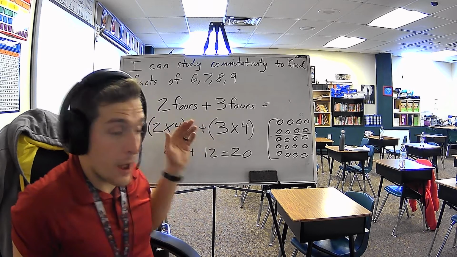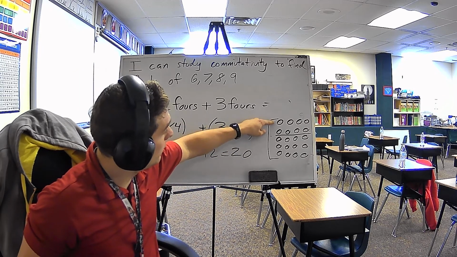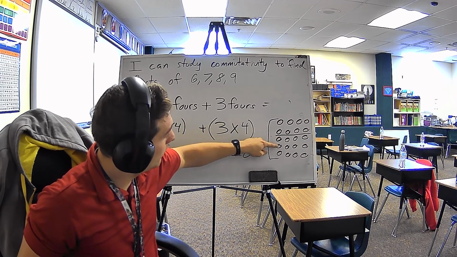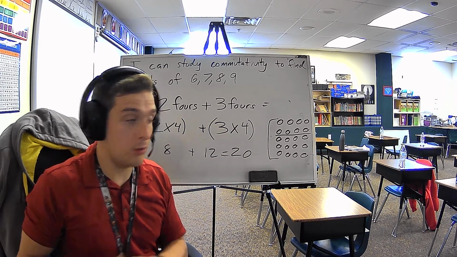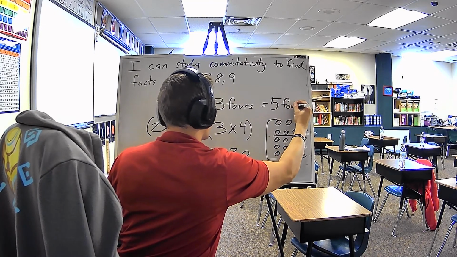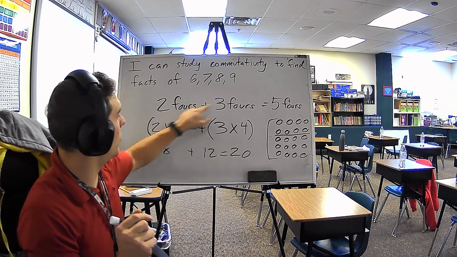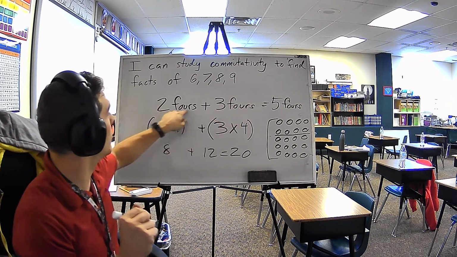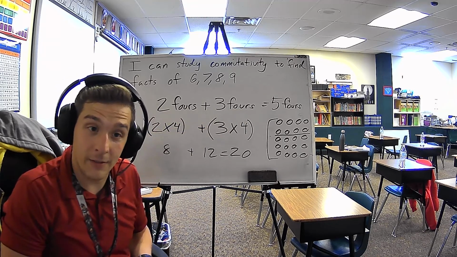So let's count up how many groups of 4 we have in total together. Ready? 1, 2, 3, 4, 5. So how many 4s do I have in total? 5 4s. So I took the 2 and the 3, added them together. So if I have 2 4s plus 3 4s, that means I have a total of 5 4s.